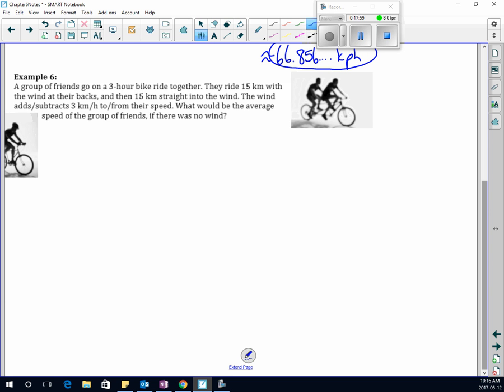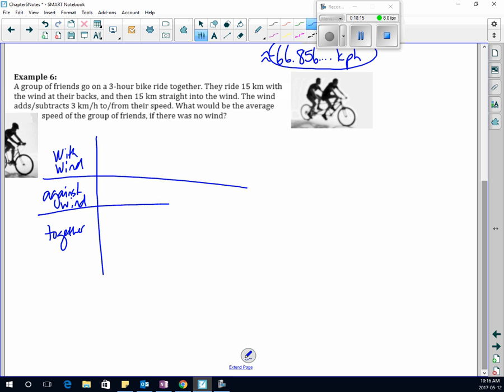So let's write it like this. With the wind, against the wind, and then this would be together. I highly recommend making these charts. So the distance is 15 kilometers and 15 kilometers.